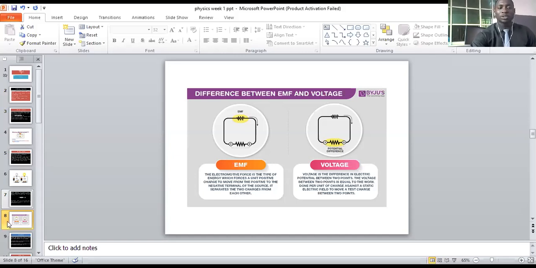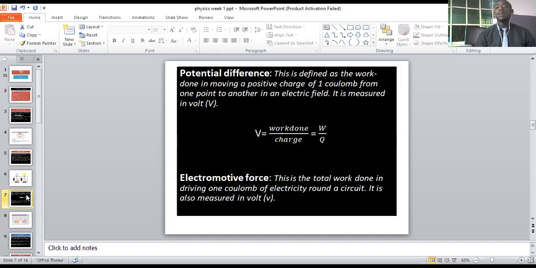So go back to the definition. The potential difference is the work done in moving a positive charge from one point to another. It's calculated mathematically as work done over charge, V = W/Q, where W represents the work done, and charge is represented by Q. The unit of potential difference is volts, represented as V. While the unit of electromotive force is also measured in volts.